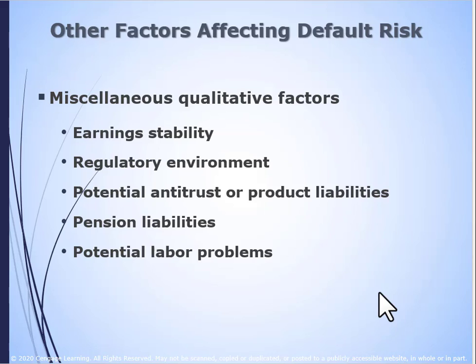Stability of the company, pension liabilities. This is especially true for some manufacturing companies. The pension liabilities are huge, and they can really affect the riskiness of the company. What about the regulatory environment? So there are lots of other factors that are what we might refer to as qualitative factors. You really can't put your finger on or quantify this, but it certainly is an element that affects the riskiness of the company.